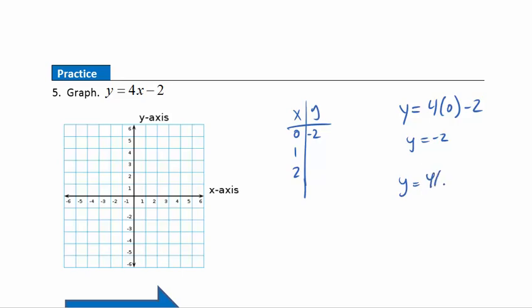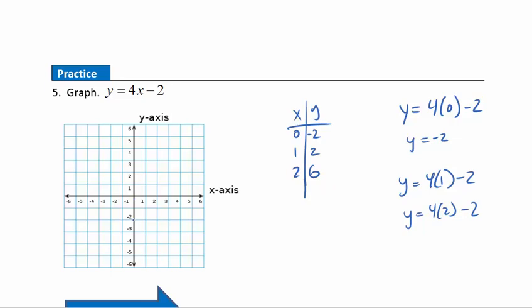Now, I'm going to put a 1 in there for x, and let's see. 4 times 1 is 4. 4 minus 2 is 2. And then when I put a 2 in there for x, I'm going to get 8. 8 minus 2 is 6. So there are my 3 points. So notice by picking for the cluttered variable, I came up with those 3 points very quickly.